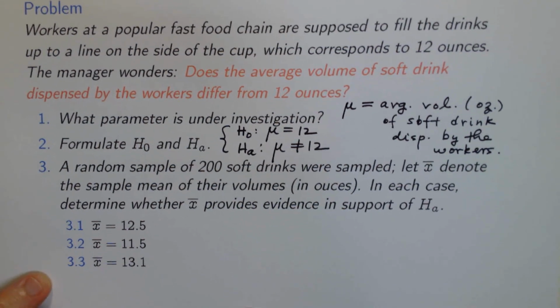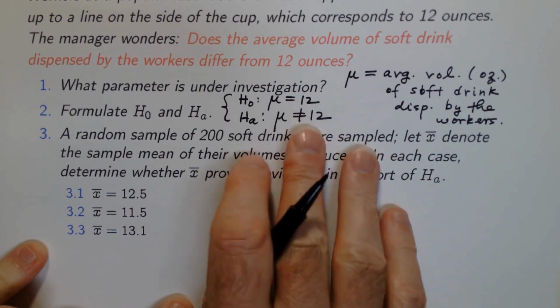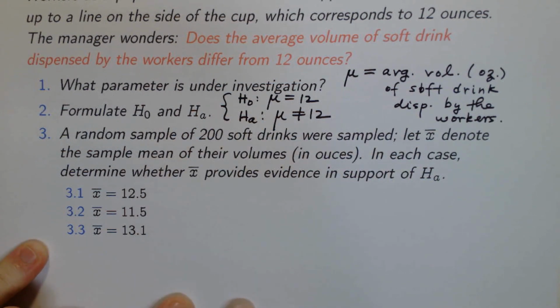Okay, now, this is a classic two-sided test, and so we have to be careful how we think about the evidence. So, a random sample of 200 soft drinks were sampled. Let X bar denote the sample mean of their volumes in ounces. In each case, determine whether X bar provides evidence in support of this alternative hypothesis. Now, here's what it looks like.